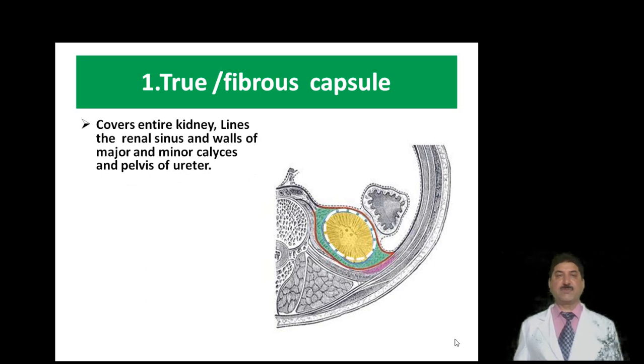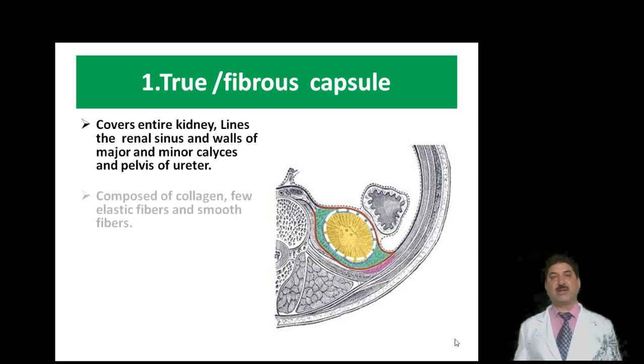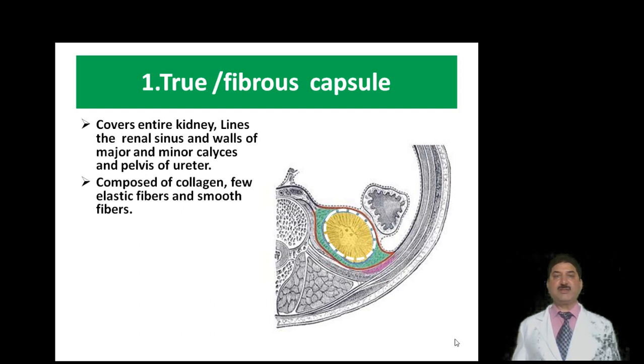True capsule covers the entire kidney, lines the renal sinus, and the walls of the major and minor calyces and the pelvis of the ureter. It is composed of collagen and few elastic fibers. It also contains smooth muscle fibers. It gives a shining appearance to the kidney.